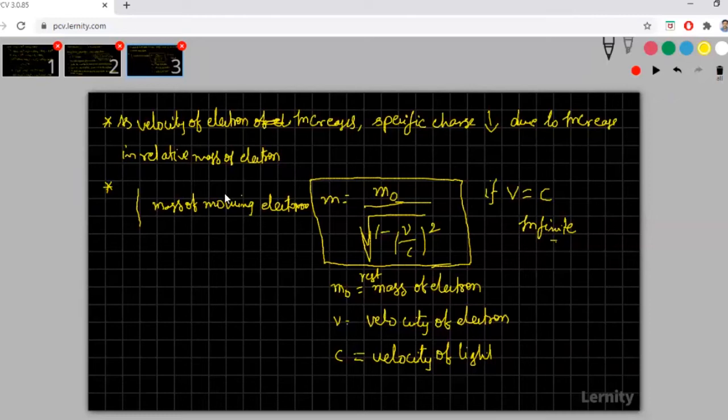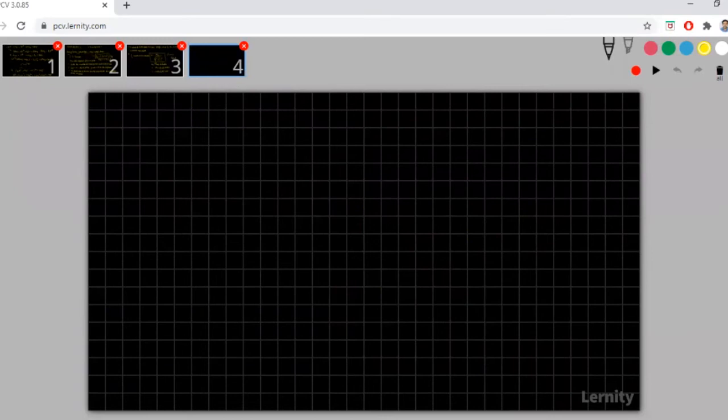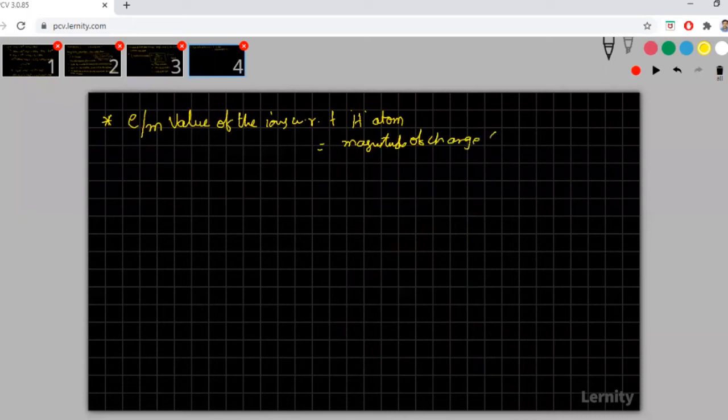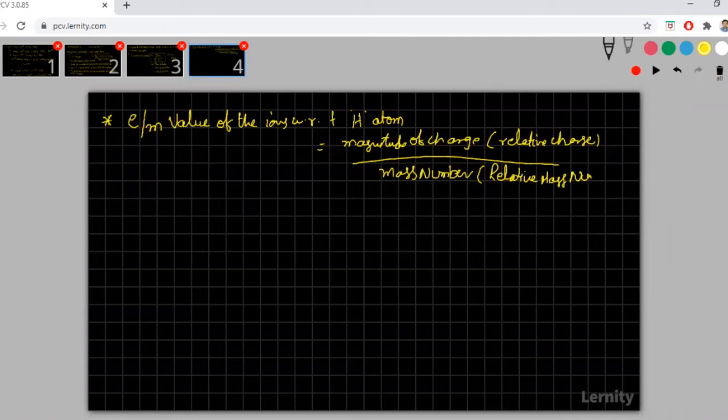So I want to give another important point. Please note it down, it is the important one. e by m value of the ions with respect to hydrogen atom is equal to the magnitude of the charge, also called relative charge, divided by mass number, which is the relative mass number. What is mass number? I will explain after completing this.